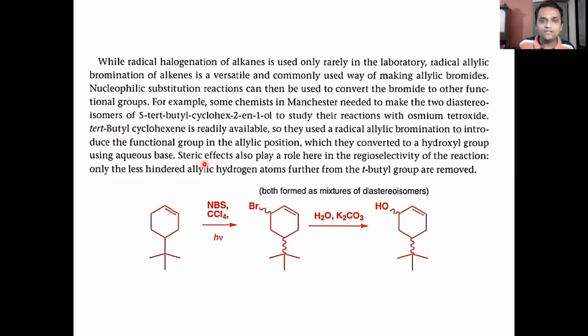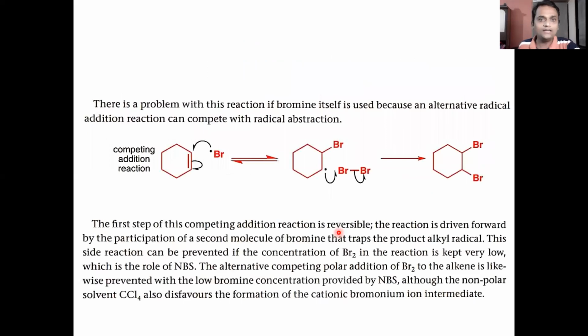Okay, again the steric effect also plays a role here in the regioselectivity of the reaction. Only the less hindered allylic hydrogen atoms, further from the tertiary butyl group, are removed. See here, when we compare these two carbon atoms, this one is hindered due to that tertiary butyl group. This one is less hindered, therefore bromination takes place at this site. So this is about the allylic bromination.